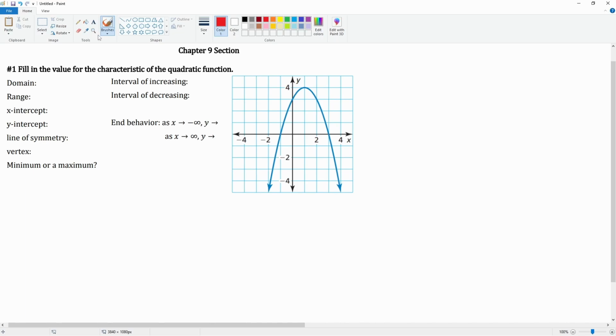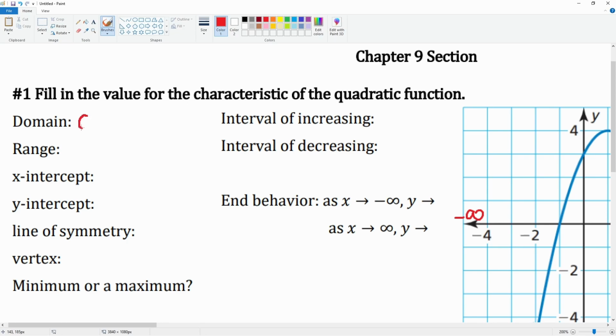So if we look from the left-hand side, we see that there are arrows. Because there are arrows, we know that it goes all the way to negative infinity. And then there's also an arrow on the other side. That means it goes to positive infinity. So the domain here would be negative infinity all the way to positive infinity.